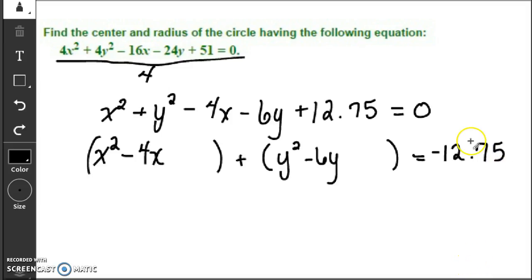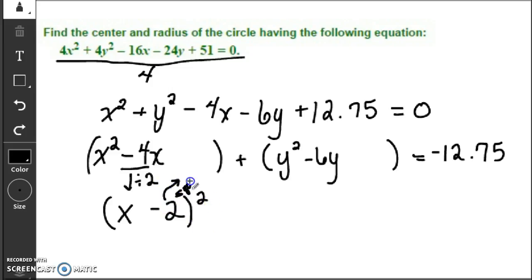Alright, now we need to do my completing the square. Remember, we take this middle term here, we divide by 2, so we get negative 2. That's what's going to be in my parentheses, and that's what's being squared is negative 2. And then I need to square that to find out what I'm adding to both sides. Negative 2 squared is a positive 4. So I need to add a positive 4.